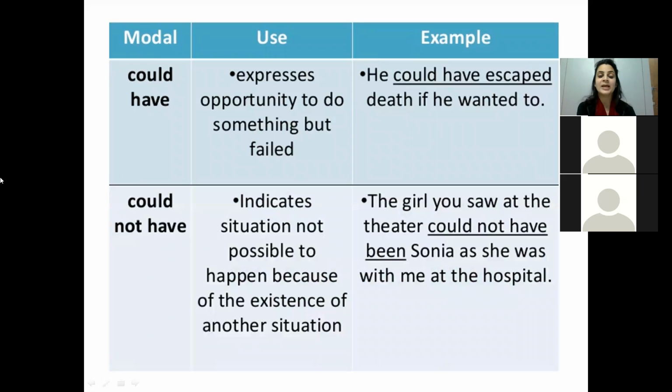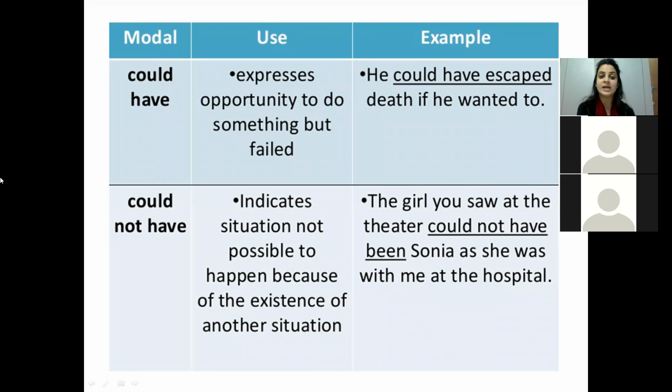Could have. Expresses opportunity to do something but failed. He could have escaped death if he wanted to. I mean, he got an opportunity, but he didn't do it. उसको chance मिला, but उसने नहीं किया. He got failed. For that, we use could have.